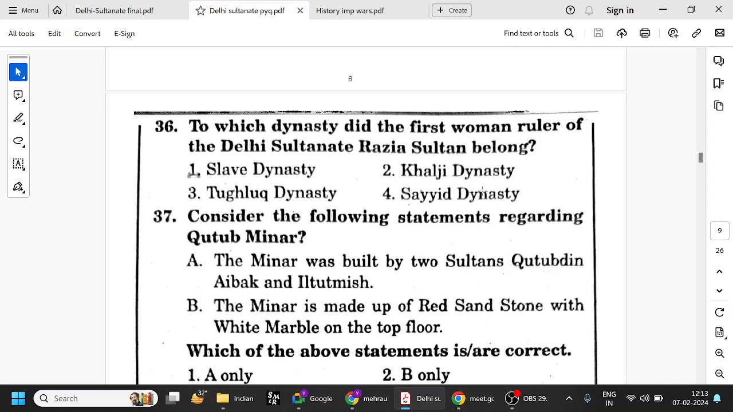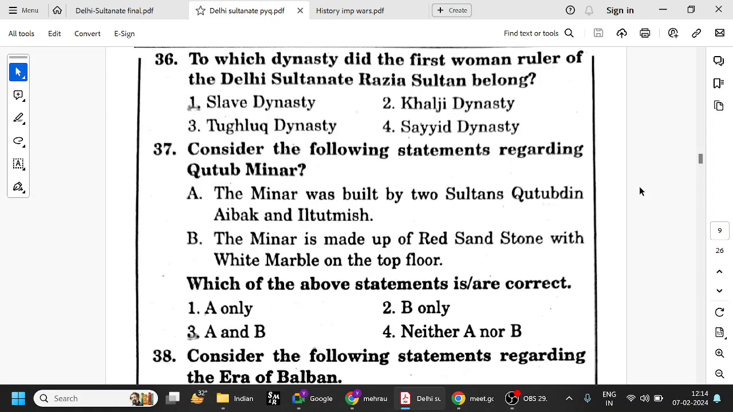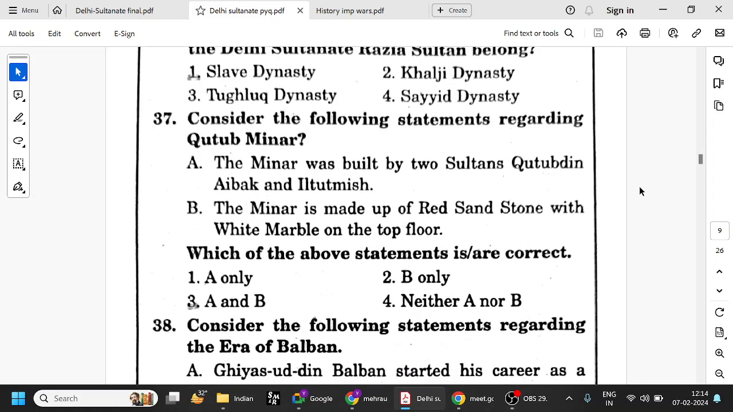To which dynasty did the first woman ruler, Raziya Sultana, belong? As we saw, after Iltutmish, Raziya became the Sultana. So she belonged to the Slave dynasty or the Mameluke dynasty. She was there for only 4 years, and she fell in love with an Abyssinian slave. We've seen all that, Yakut Khan. Later, she married Altunia.